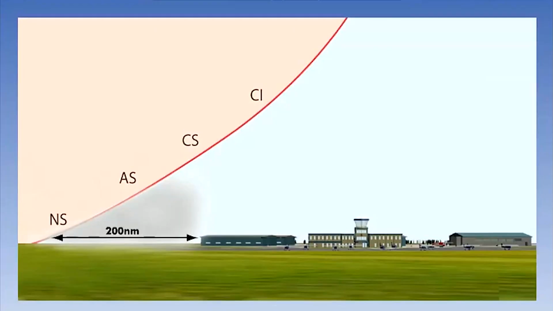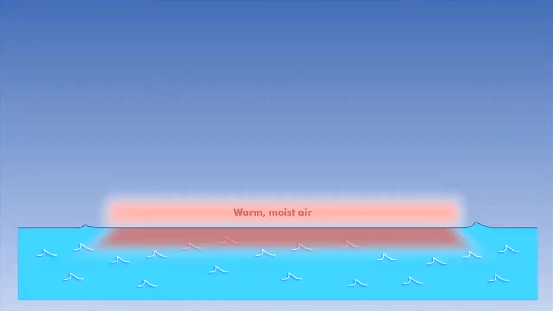The belt of frontal fog can extend as much as 200 miles ahead of the front itself. Clearance will usually follow the passage of the front at the surface. Steam or Arctic fog is quite rare, but occurs over the sea in polar regions.